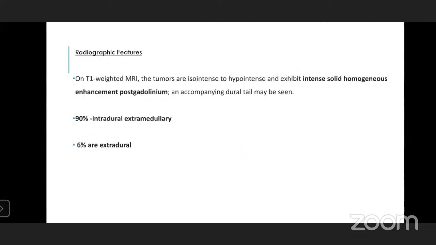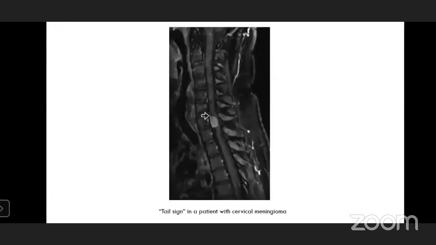On T1 weighted MRI images, the tumors are usually isointense to hypointense and exhibit an intense solid homogeneous enhancement. And there may also be an accompanying dural tail. And 94% of these tumors are intradural, extramedullary, and 6% are extradural. So here we can see a cervical meningioma with a tail sign which is extending cranially and is enhancing homogeneously.